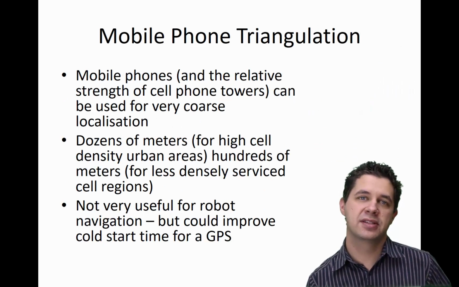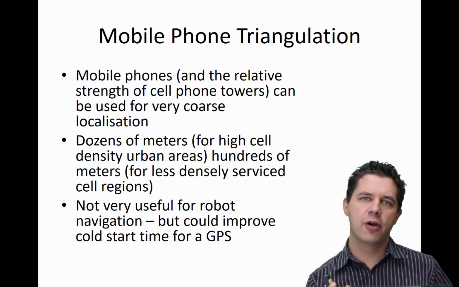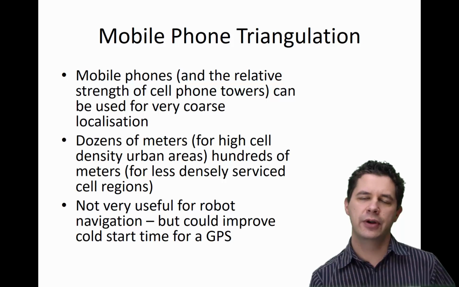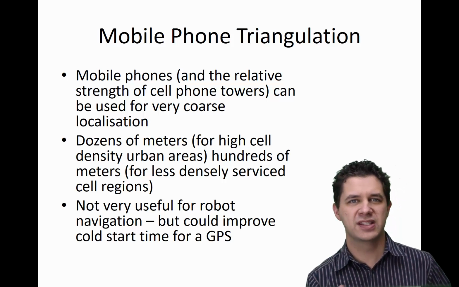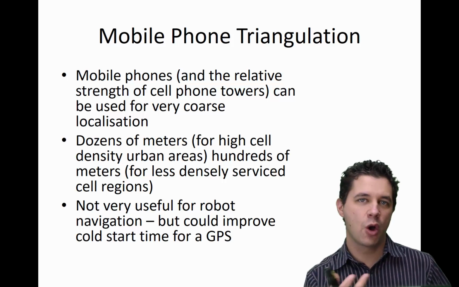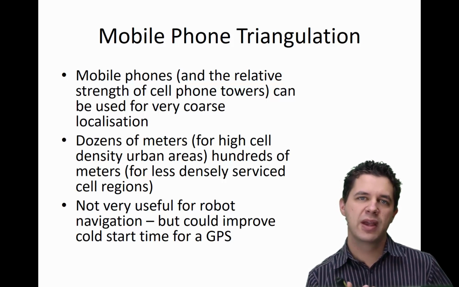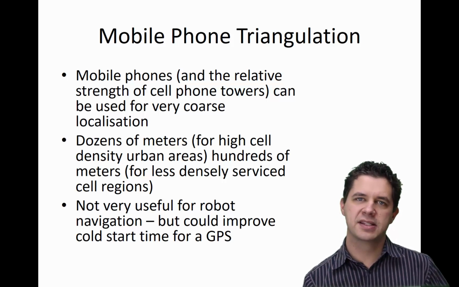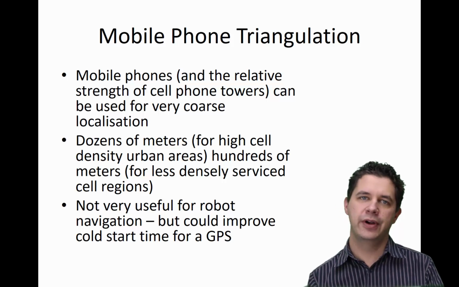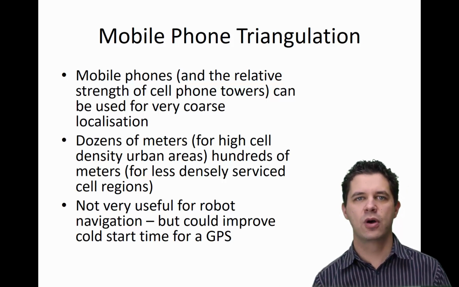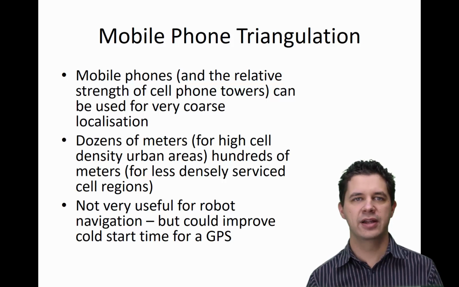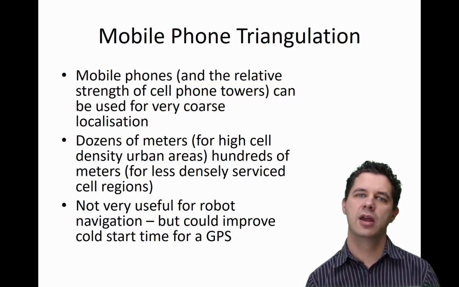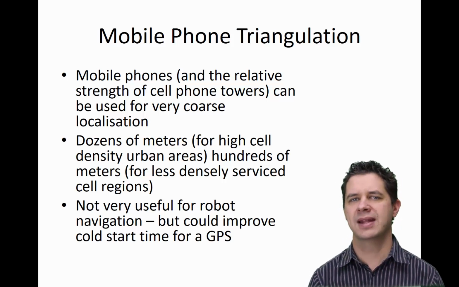Mobile phone triangulation is another method. Essentially the relative strength of the cell phone towers that we can see from a phone can give us very coarse localization. This can be good for starting up a cold start GPS system, but it can also give us a rough idea of where we are. This can be in the order of dozens of meters for urban environments with very high cell densities, or hundreds of meters for more sparsely serviced areas where we don't see that many cell phone towers. So probably not so useful for navigation, but it could improve our cold start time and provide some anti-spoofing measures as well.